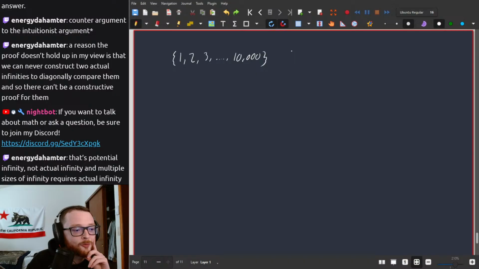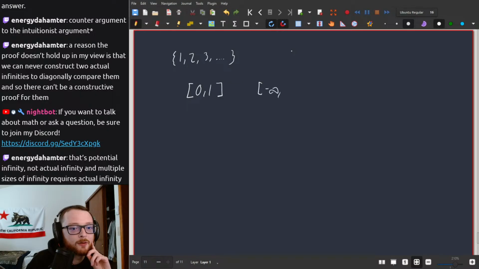Well, Cantor's argument didn't even use the entire real line. Cantor just argued that the set of natural numbers cannot be mapped to the interval 0, 1. Not even minus infinity to infinity. I shouldn't do a closed bracket there.